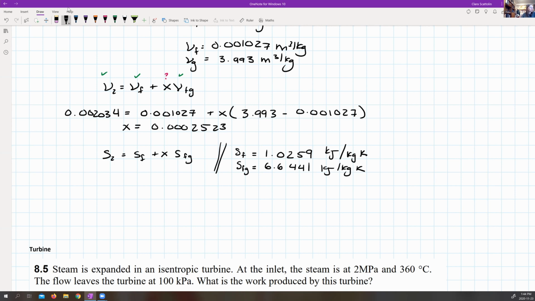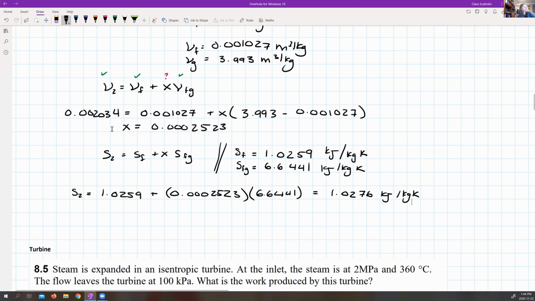Now I'm going to solve my expression for S2. I know that S2 is going to be equal to SF plus X. So X I calculated. And then I'm going to get SFG, so 6.6441 gives me an S2 of 1.0276 kilojoules per kilogram Kelvin. Now I'm going to be able to find my delta S.